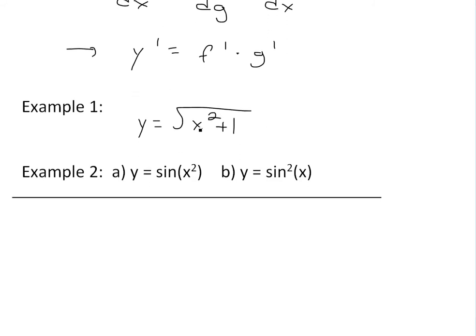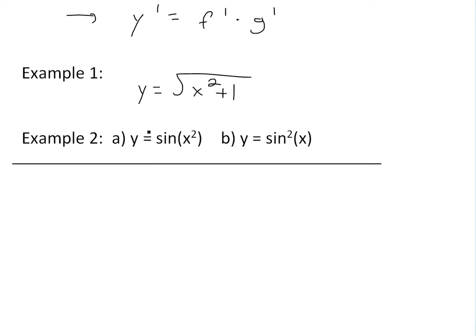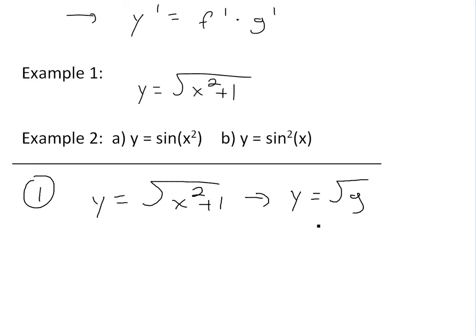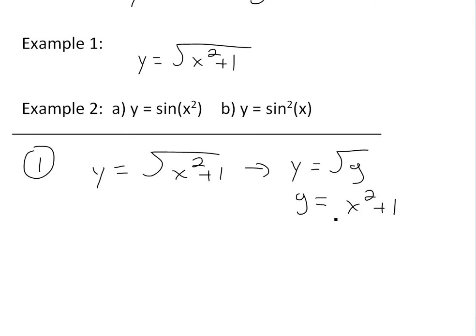First one, y equals square root of x squared plus 1, and the second, y equals sine x squared, and then y equals sine squared of x. If we go over the first example, y equals square root of x squared plus 1, as you can see, this could be written as two functions. So you could write y equals square root of g, and g is equal to x squared plus 1. Then you would take the derivative in terms of g, multiplied by the derivative of g of x in terms of x. In other words, we would take the outer derivative and then multiply by the inner derivative.